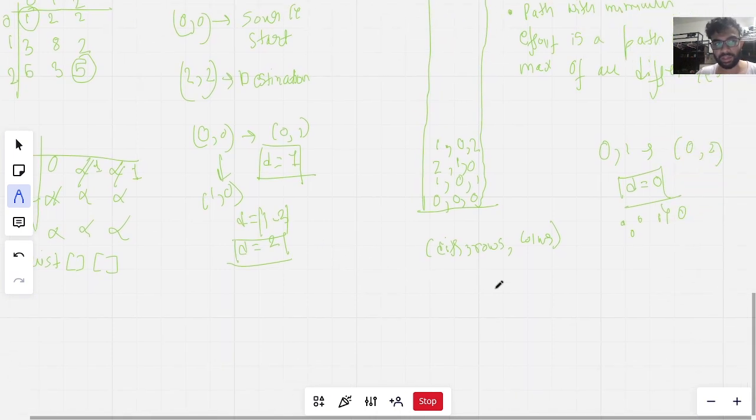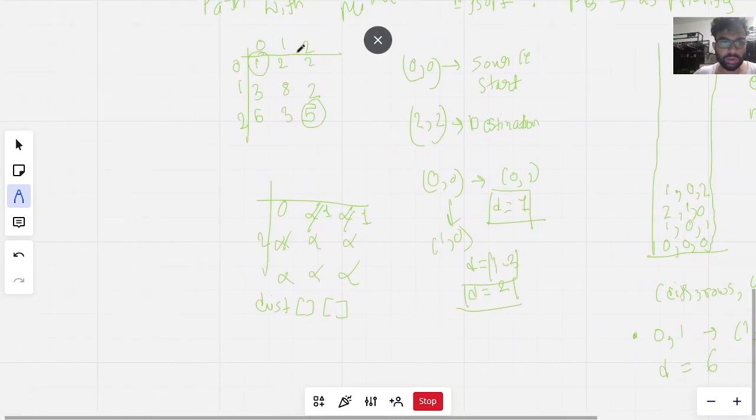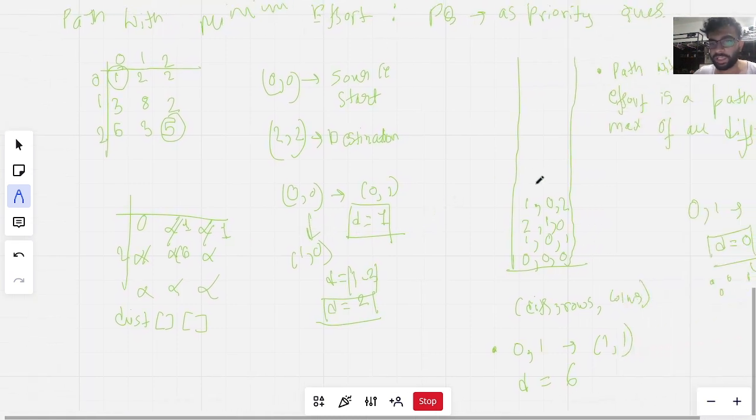I will just quickly write over here the next iteration, as we are moving from 0, 1 to 1, 1. Whenever we are moving from 0, 1 to 1, 1, the difference is 6. How is the difference 6? Because from 0, 1 to 1, 1, the difference is 8 minus 2, which is 6. So this time the difference becomes 6, and in my stack element I'm going to put 6, 1, 1.